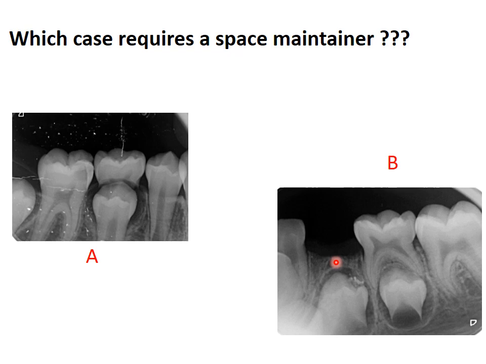As we know, 1 mm of bone resorbs in approximately 6 months, so the bone we see here will take a longer time to erupt, and hence there are chances of space loss to occur. So case B requires a space maintainer, while case A does not require a space maintainer.